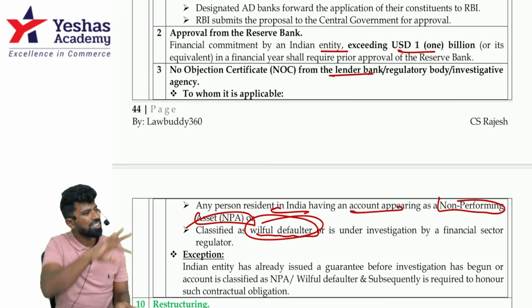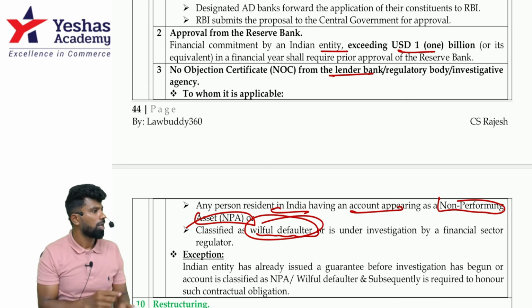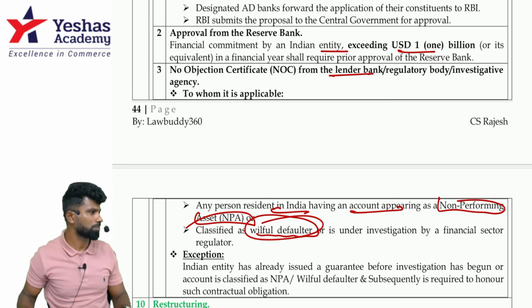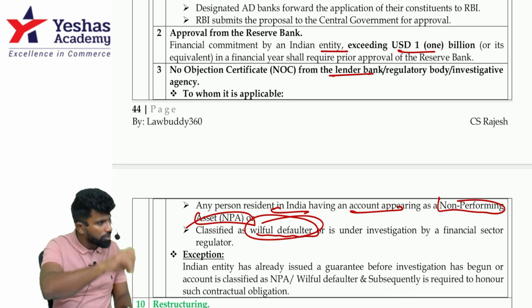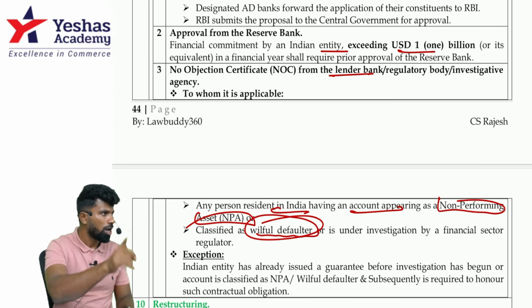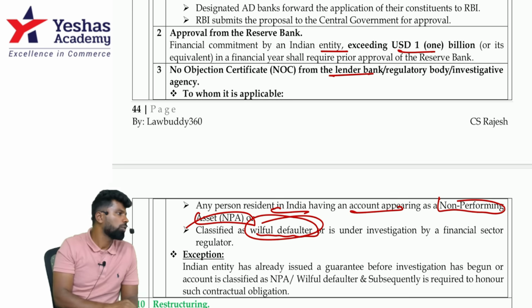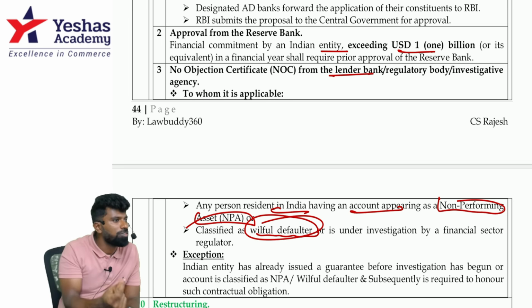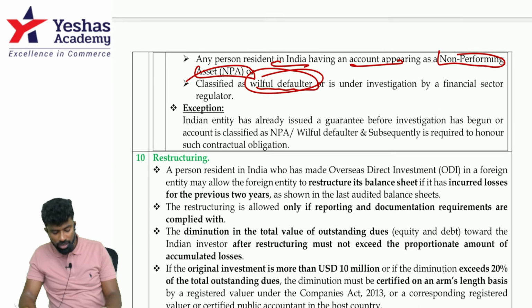What if this declaration happened after you have given the commitment? You have given the commitment, then the declaration happened. Then there is no NOC required. Only if you want to give a financial commitment after you are declared a willful defaulter, or if your account is classified as NPA, in that situation you need approval or NOC from whom? Bank. Which bank? Lender bank. Are we clear with this?